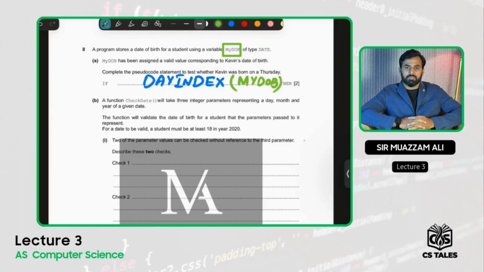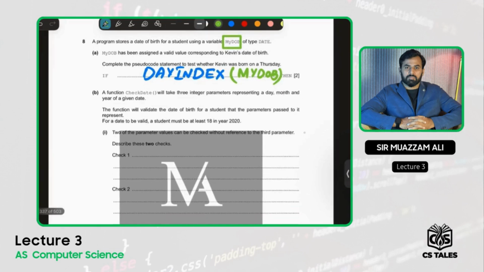Okay, ji, it's for 2 marks now. Saying that a function check date has been made by the programmer.